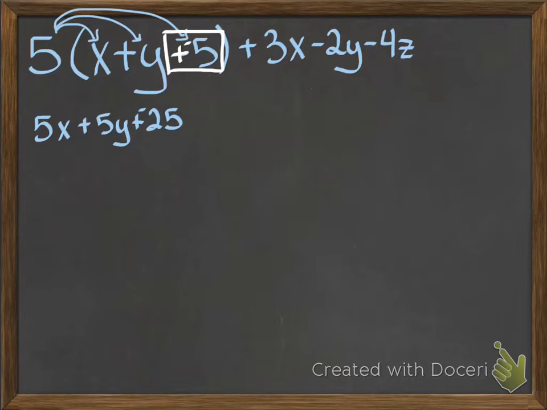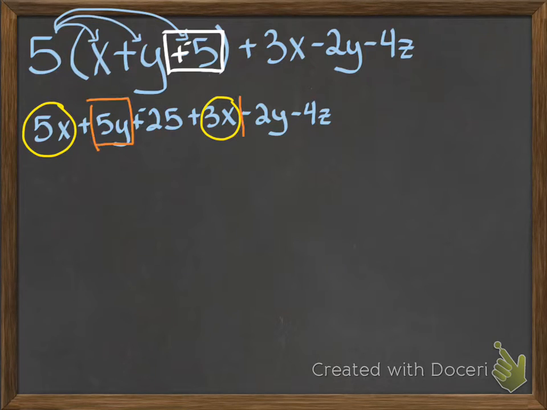And now everything else just stays the same. 3x minus 2y minus 4z. So let's color code it. Circle the x's in yellow, square in our y's in orange. Notice I included the minus 2y in my box and not just 2, because that minus sign is important. Purple for the z's, pink for the constant.